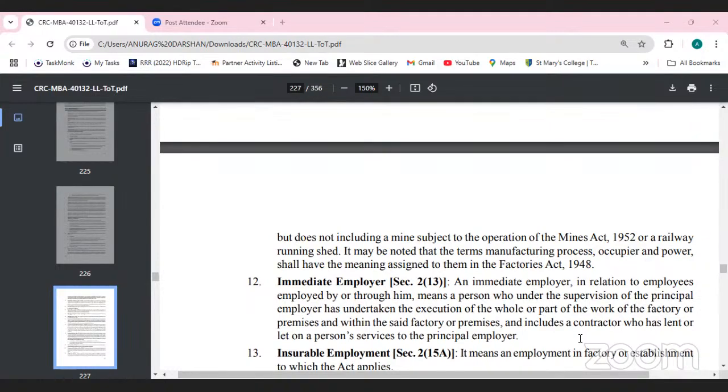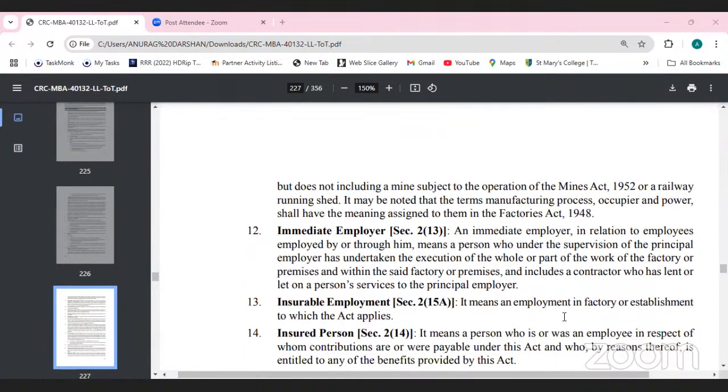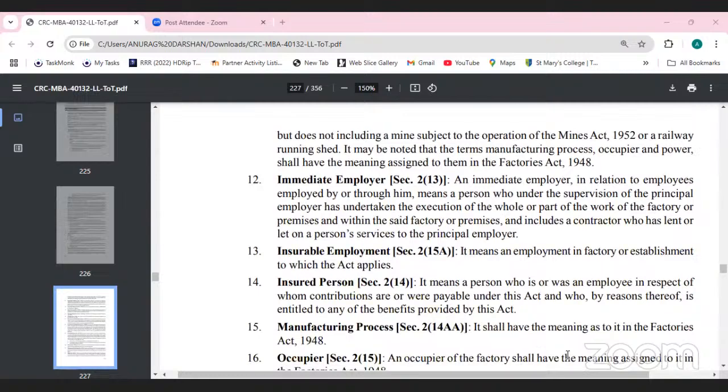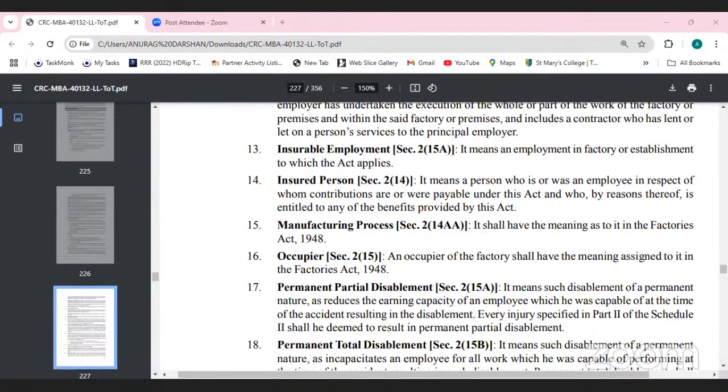Now, what is an insurable employment? It means an employment in the factory or an establishment to which the Act applies. Who is an insured person? It means a person who is or who was an employee in respect of whom contributions are or were payable under this Act. Manufacturing process is defined as per the Factories Act 1948. Occupier also has the same meaning as assigned under the Factories Act 1948.